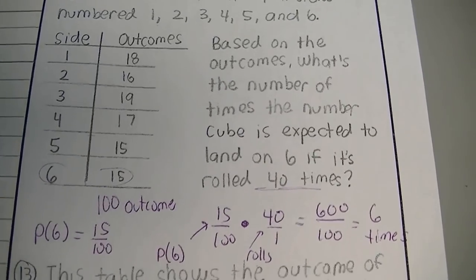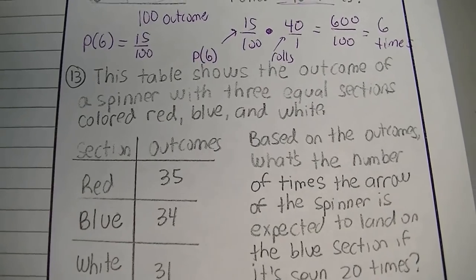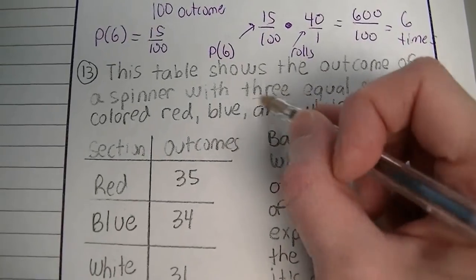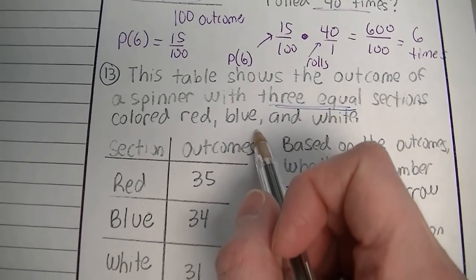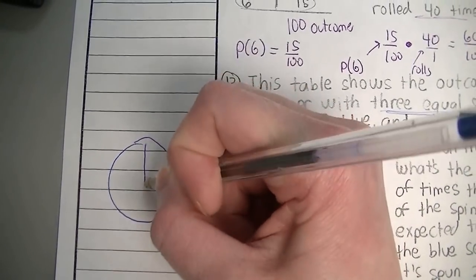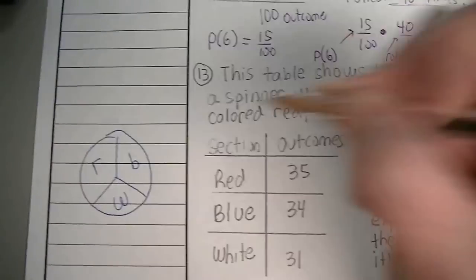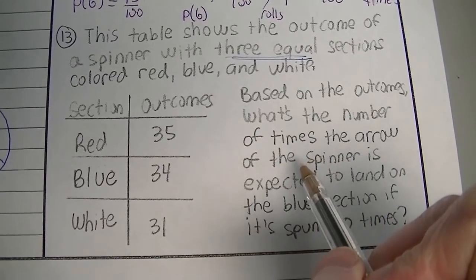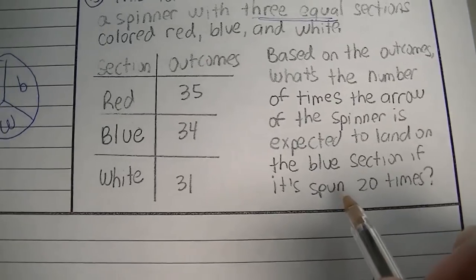Okay? All right, number 13. This table shows the outcomes of a spinner with 3 equal sections. Remember, it's important that they're equal sections, colored red, blue, and white. Okay, so 3 equal sections. Those are equal, okay? Red, blue, white. Based on the outcomes, what's the number of times the arrow of the spinner is expected to land on the blue section if it's spun 20 times?